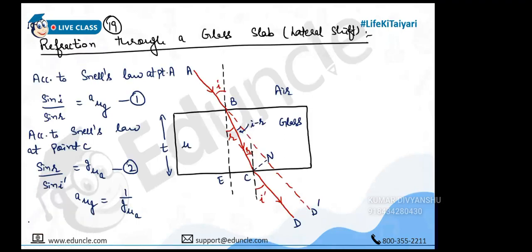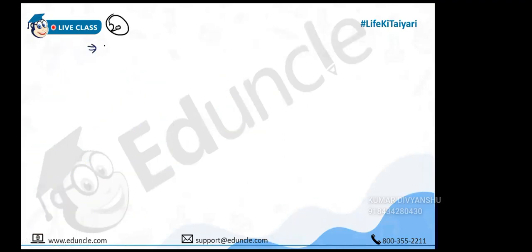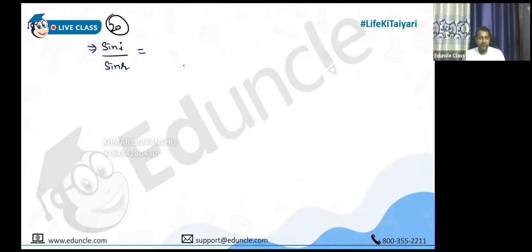So can you please go to the previous slide once? Sine I by sine R. Now what is G mu A? So it will be 1 by sine R by sine I dash. So sine I by sine R is sine I dash by sine R.